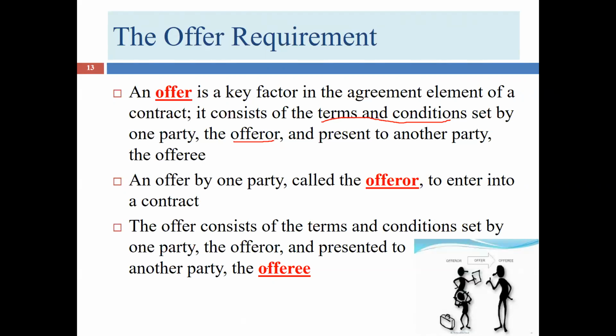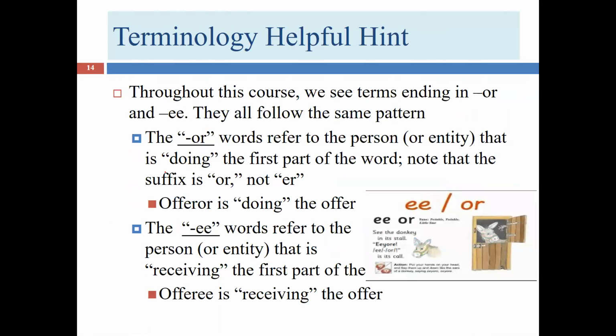And the offeree is the person who's receiving the offer. I know we've talked about this before, but let's just do a little bit of a refresher when we see these OR and EE endings, because they can be a little bit confusing. In the law, we have a lot of words that end in OR. And in the example offeror, we see the OR ending. The offeror is the person doing or making the offer.